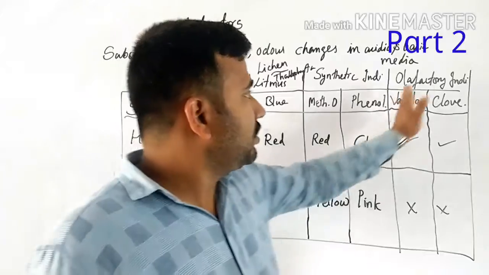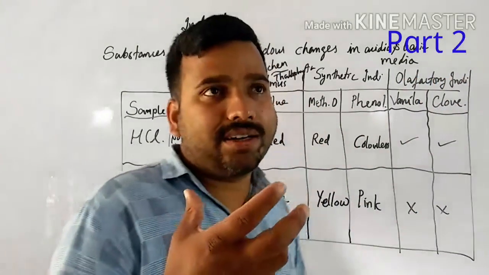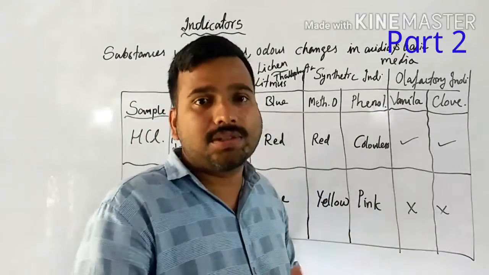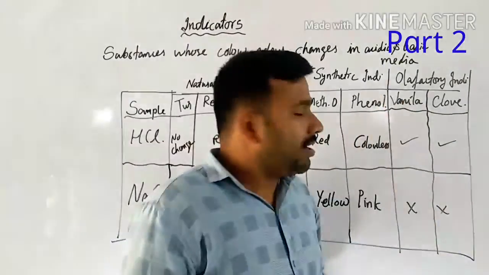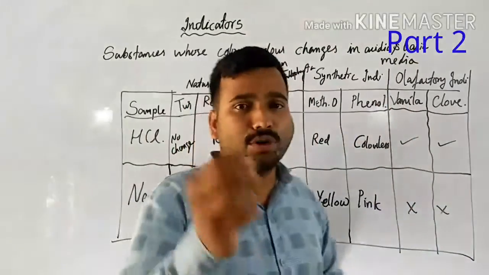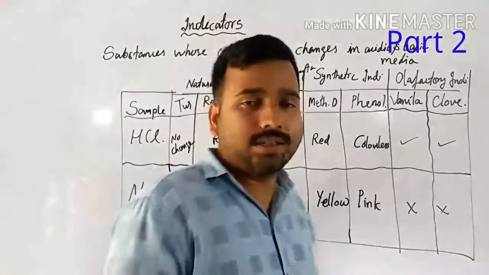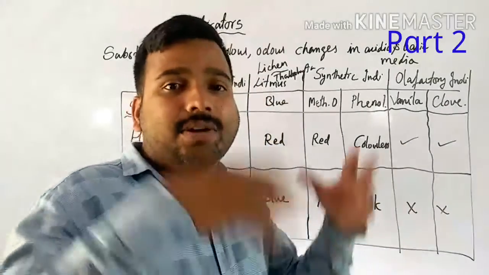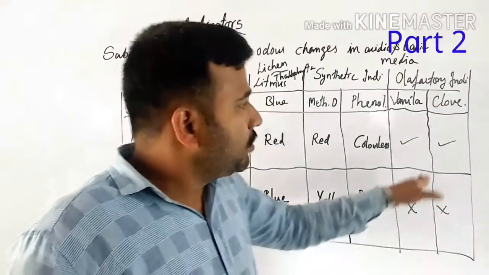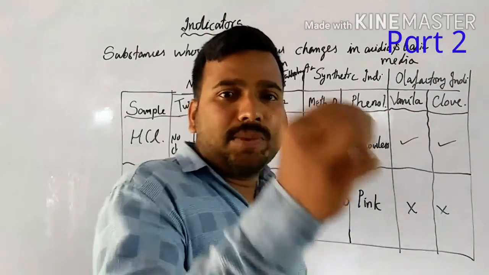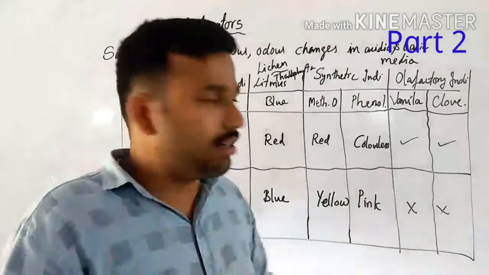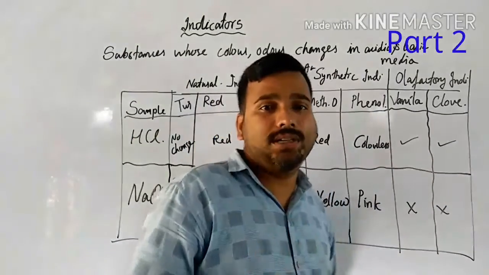So at last we can discuss olfactory indicators. Olfactory means what? Olfactory indicators are related to smell. Olfactory means the sense of smell. So vanilla: suppose you take a few ml of HCl and add a few drops of vanilla essence to the acid, the smell of vanilla essence will remain. Similarly clove oil, or laung oil. If you mix some acid with this clove oil, the smell of the clove oil will remain, so that we can understand the given substance is acidic in nature.